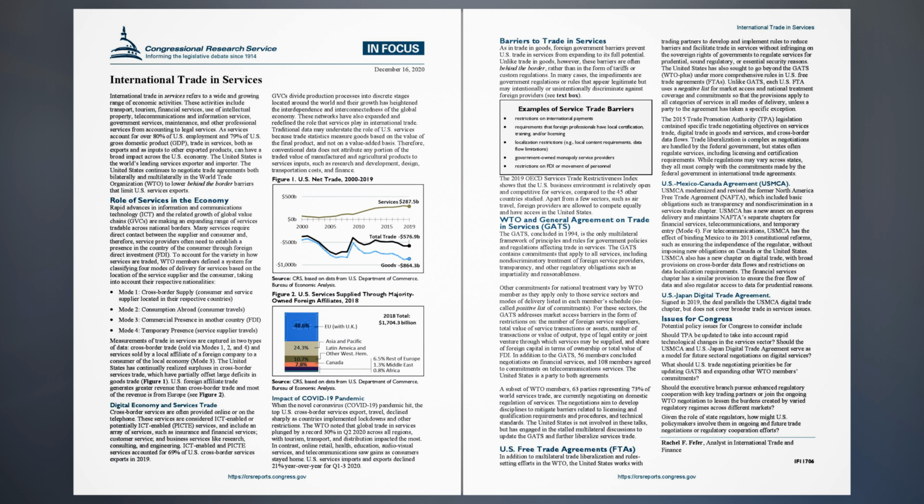For these sectors, the GATS addresses market access barriers in the form of restrictions on the number of foreign service suppliers, total value of service transactions or assets, number of transactions or value of output, type of legal entity or joint venture through which services may be supplied, and share of foreign capital in terms of ownership or total value of FDI. In addition to the GATS, 56 members concluded negotiations on financial services, and 108 members agreed to commitments on telecommunications services. The United States is a party to both agreements.